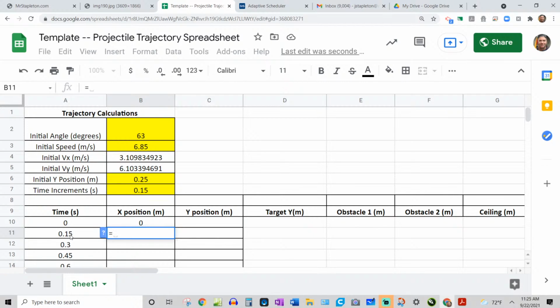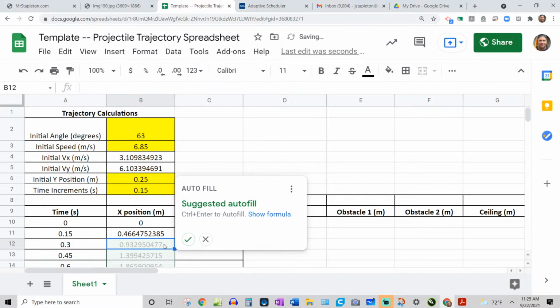Rate times time. And the rate is always going to be the initial x velocity. And since it's always going to be that, I want to put a $ sign in front of the 4. So that's the rate times this, 0.15. I just click on it. And I don't want a $ sign there because when I copy that down, I want a new position when it's gone for this amount of time, and this amount of time, and this amount of time.